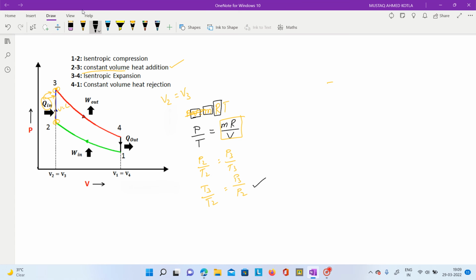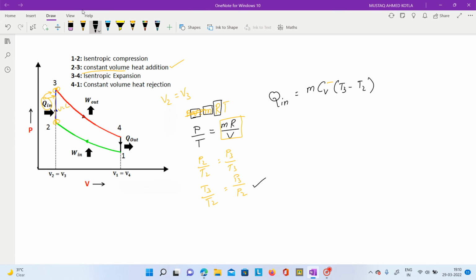But when you compare, okay, it is easy up till now. Here we have to find the addition of heat, Q injected, the entering heat, the amount of heat you are providing, which equals mCv into (T3 minus T2).